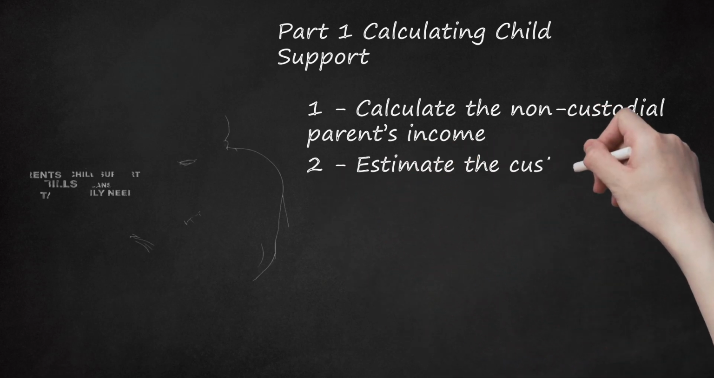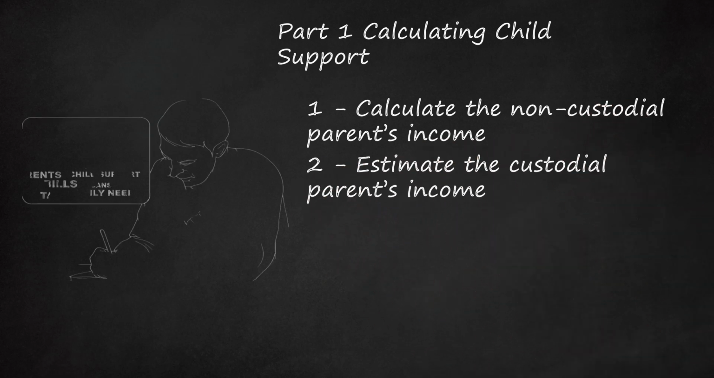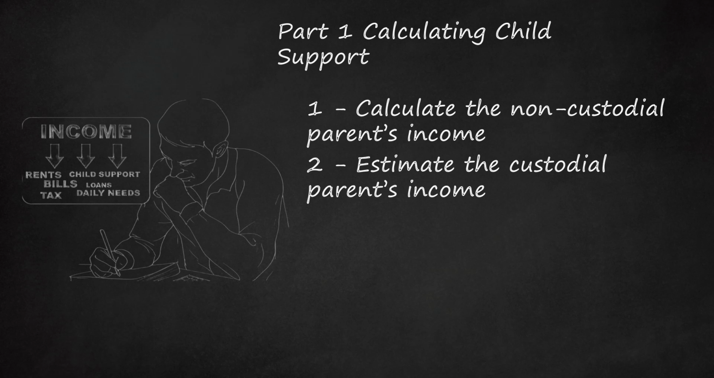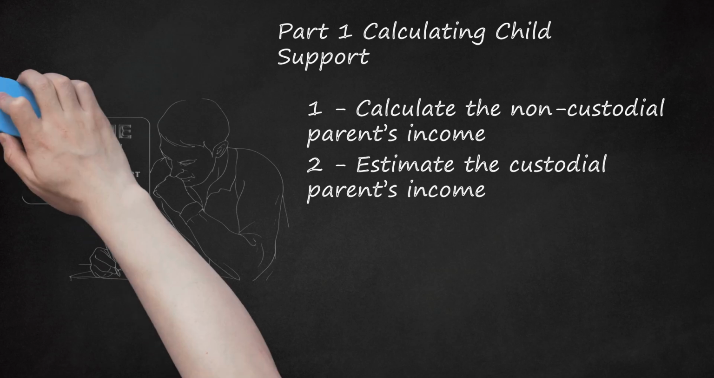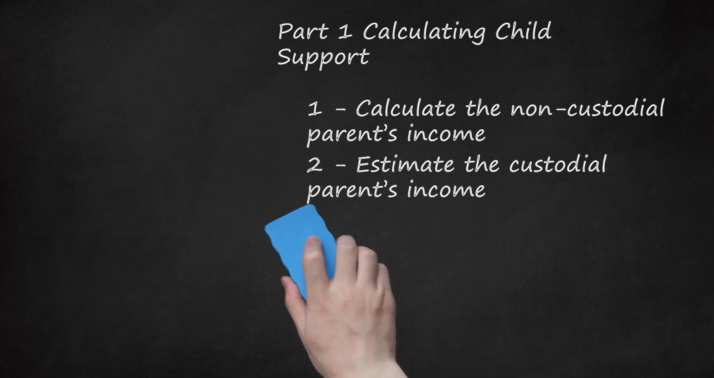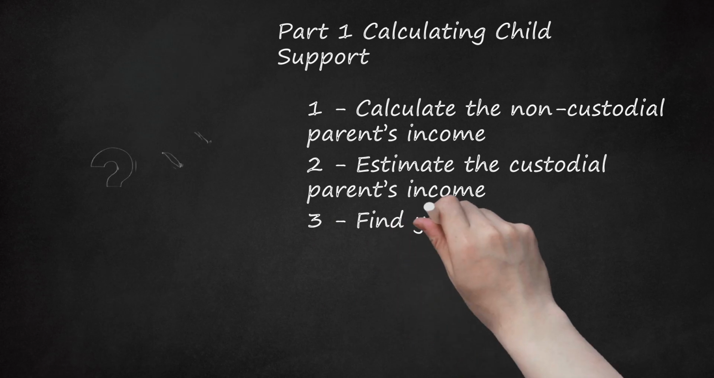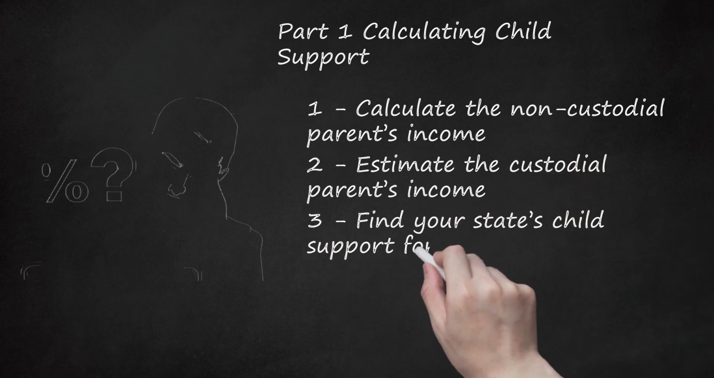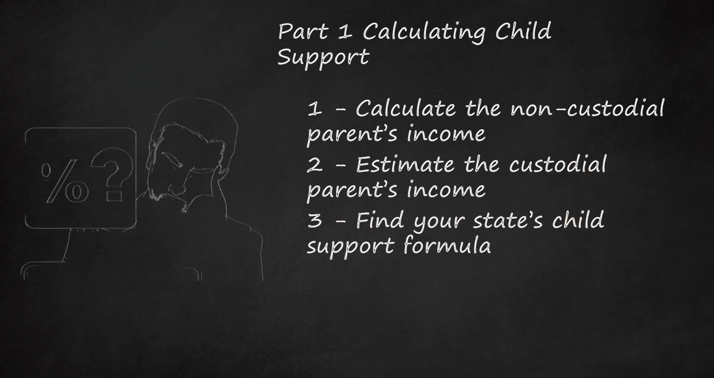2. Estimate the custodial parent's income. In some states, only the non-custodial parent's income may be considered. However, in other states, both parents' incomes are considered. If you are the custodial parent, then you should calculate your income just as you did the non-custodial parent's. 3. Find your state's child support formula. Each state determines child support differently. For this reason, you need to research how your state calculates child support payments.